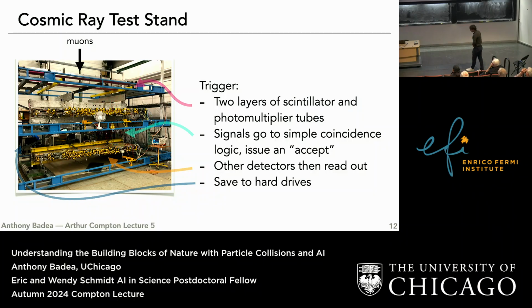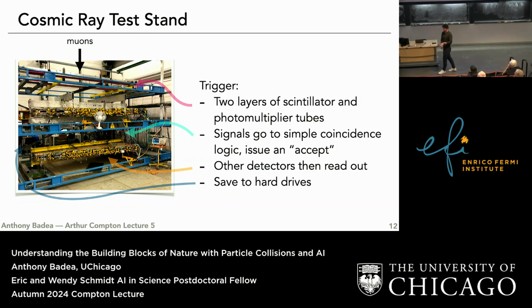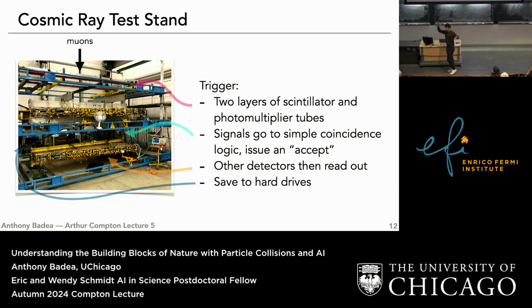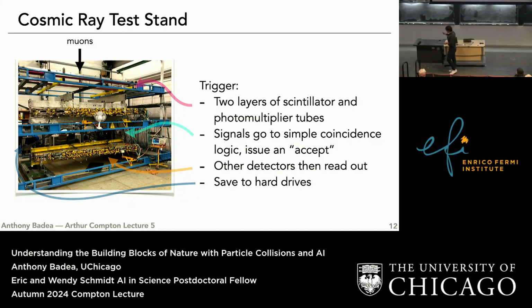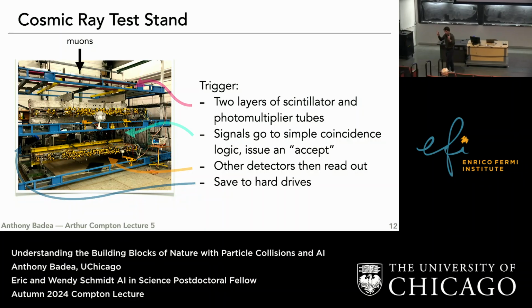And inside of that crate, it would process signals coming from the top detector up here and the bottom detector down here. And when both of them fired, meaning a particle came straight down rather than one of them firing and the other one being off, the coincidence logic would send out a so-called accept, and then we would read out all of the data from here, and we would save it to hard drives back there.